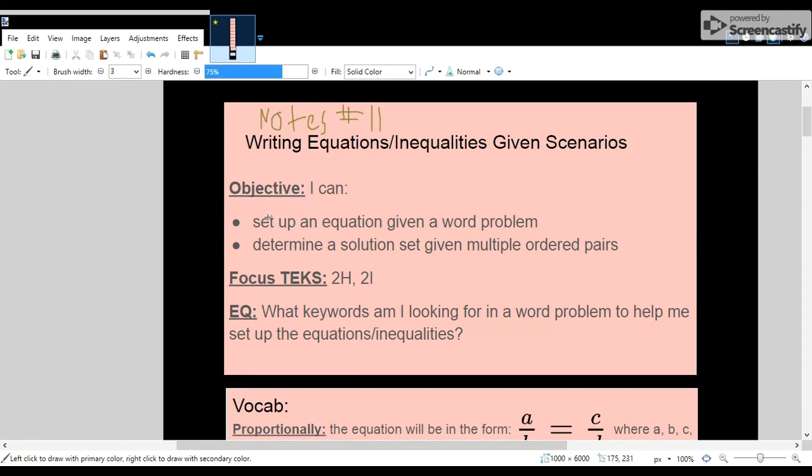Objective. I can set up an equation given a word problem. Determine a solution set given multiple ordered pairs. The focus TEKS are 2H and 2I. The essential question. What keywords am I looking for in a word problem to help me set up the equations and inequalities?